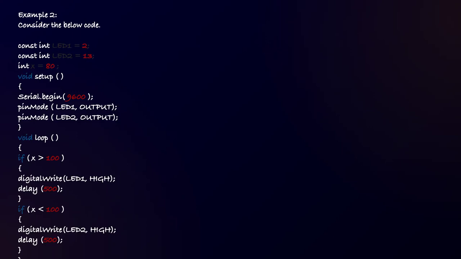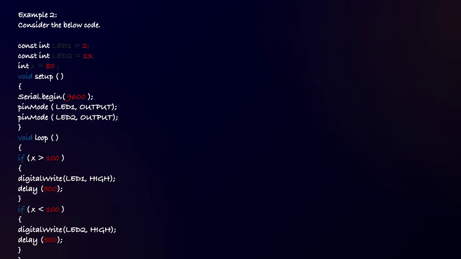So constant int LED1 equal to 2. Constant int LED2 equal to 13, the built-in LED. Okay, int x has been declared as 80. Fine. Now we are setting it up. Void setup. Serial begin again. Pin mode LED1 is output. Pin mode LED2 is also output. Okay, we have declared the positions. We have declared how it will act, the actions.